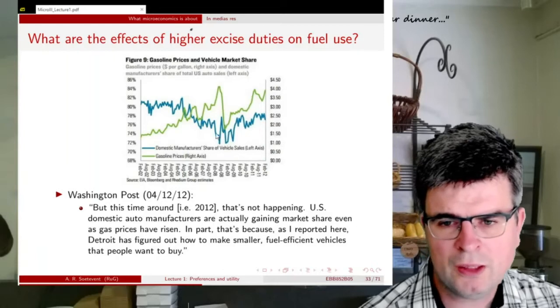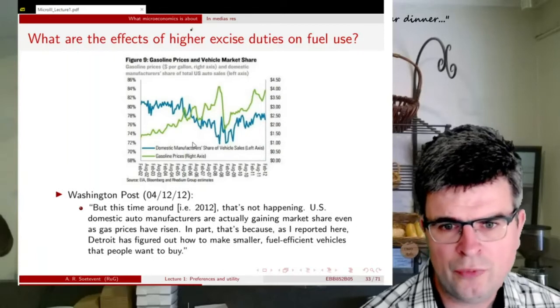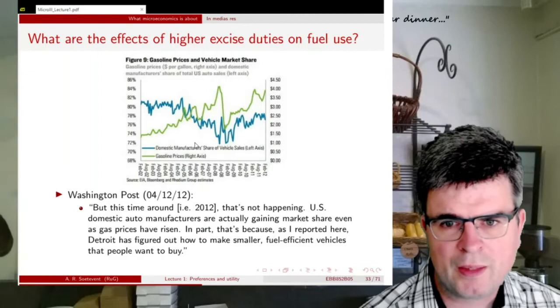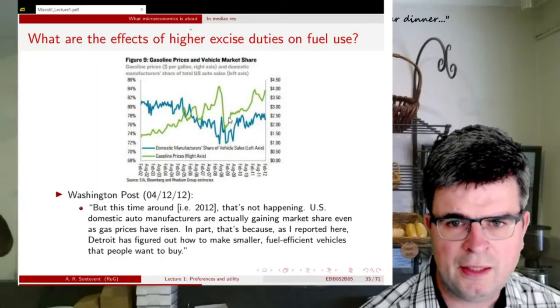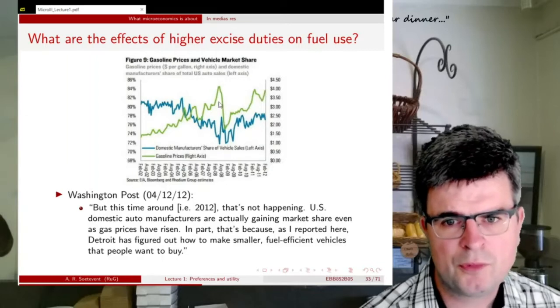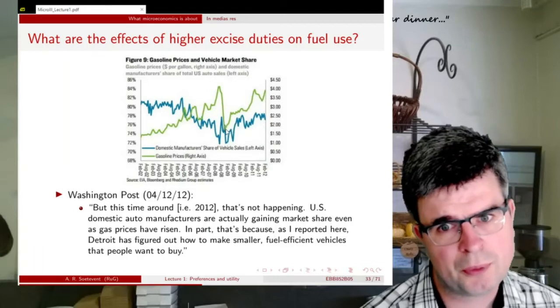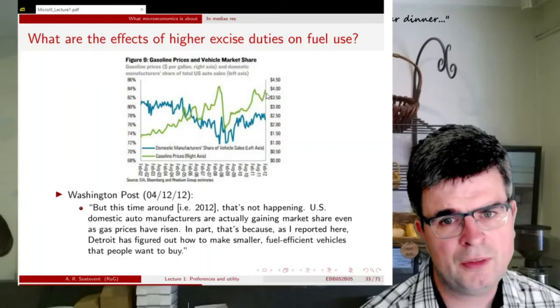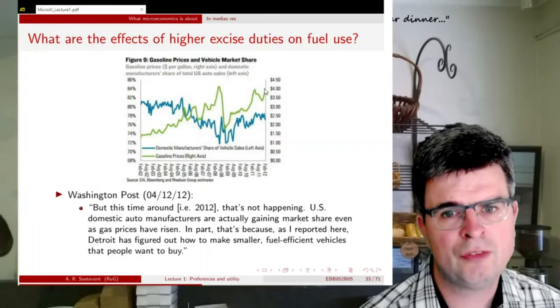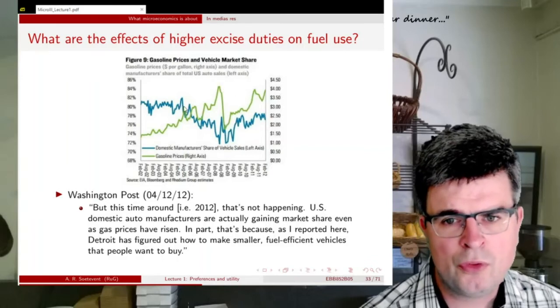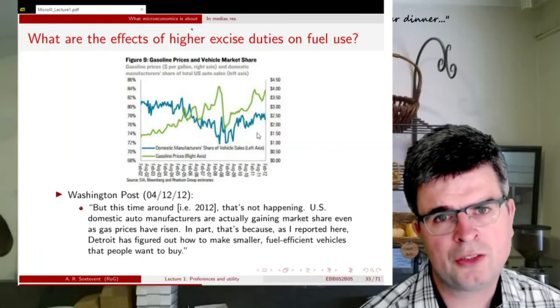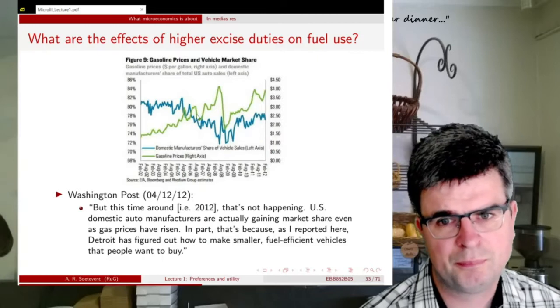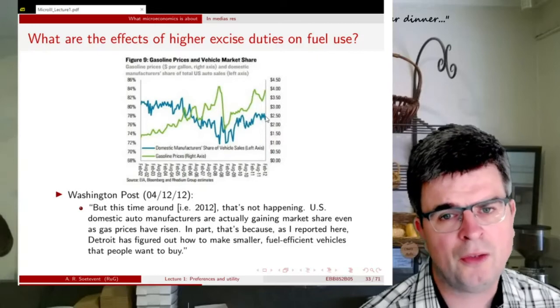Because in 2012, there's another increase in the fuel price. So we had the financial crisis, the fuel price dropped, but then after the financial crisis, it gradually increased again to the 2008 levels. But you do not observe in 2012 the same drop in the market share of the domestic car producers. You see that it remains rather flat.